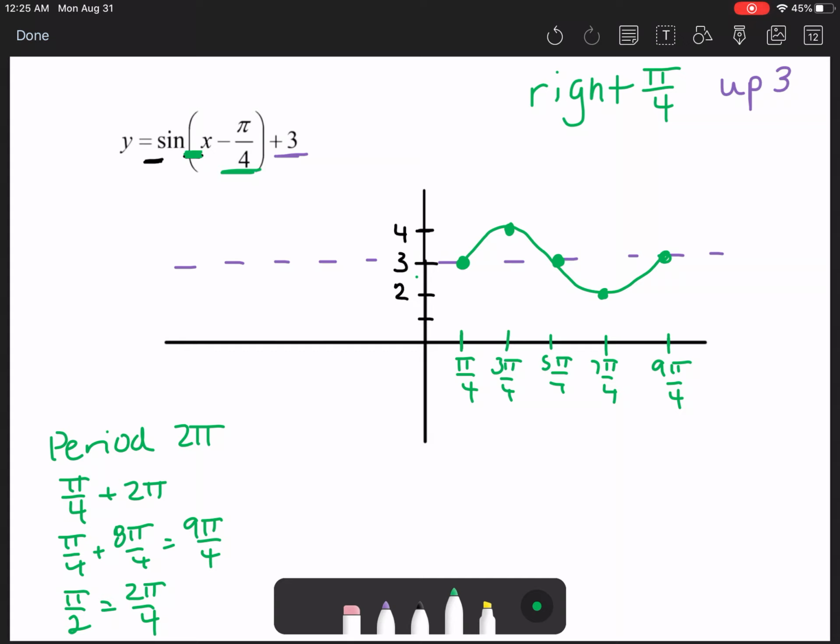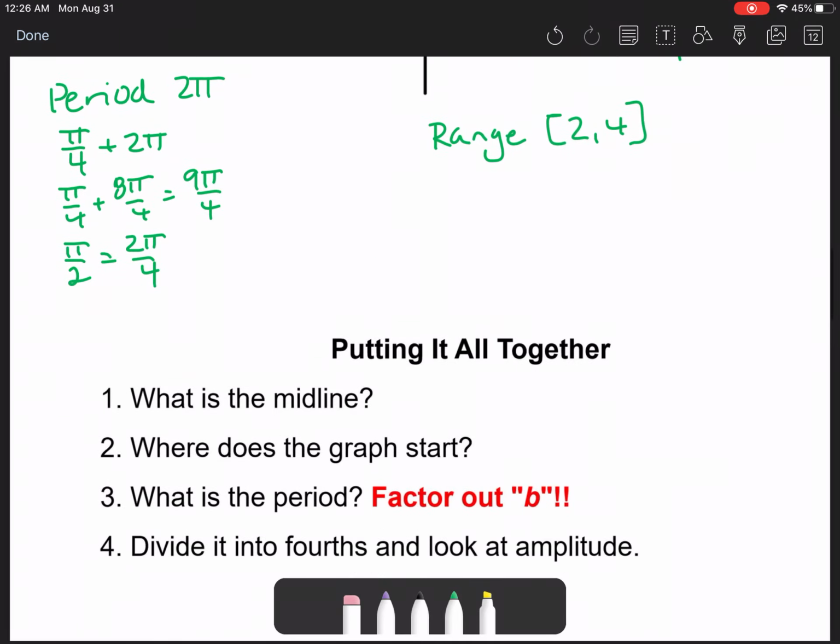Now, domain is still all reals. We already said the period is 2 pi, okay? The amplitude is 1, just like the parent graph. What has changed on this one is the range, okay? So the range on this one is 2 to 4, okay? 2 to 4. All right, so now we're going to put it all together.